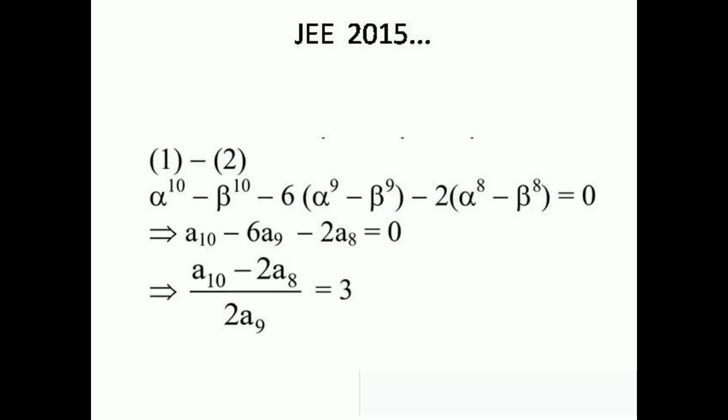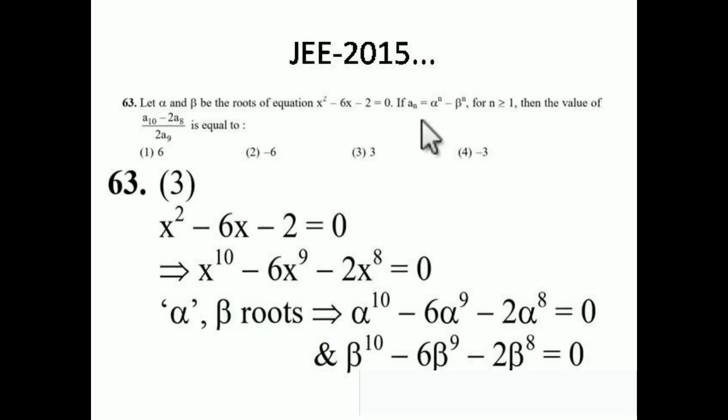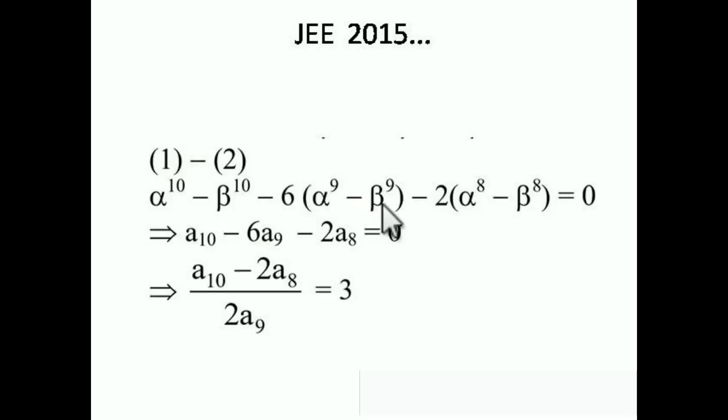Okay, how am I going to decide that? Because here I have to find alpha raised to 10 minus beta raised to 10. Here alpha raised to 10 is given, beta raised to 10 is given, so I just subtract both. So I get alpha raised to 10 minus beta raised to 10. Okay, then minus 6 is common out, alpha raised to 9 minus beta raised to 9, that is also required, and minus 2 taken common out, then alpha raised to 8 minus beta raised to 8 is equal to 0. Okay, now what do I have to find out? This whole thing is a10, this whole thing is a9, and this whole thing is a8.